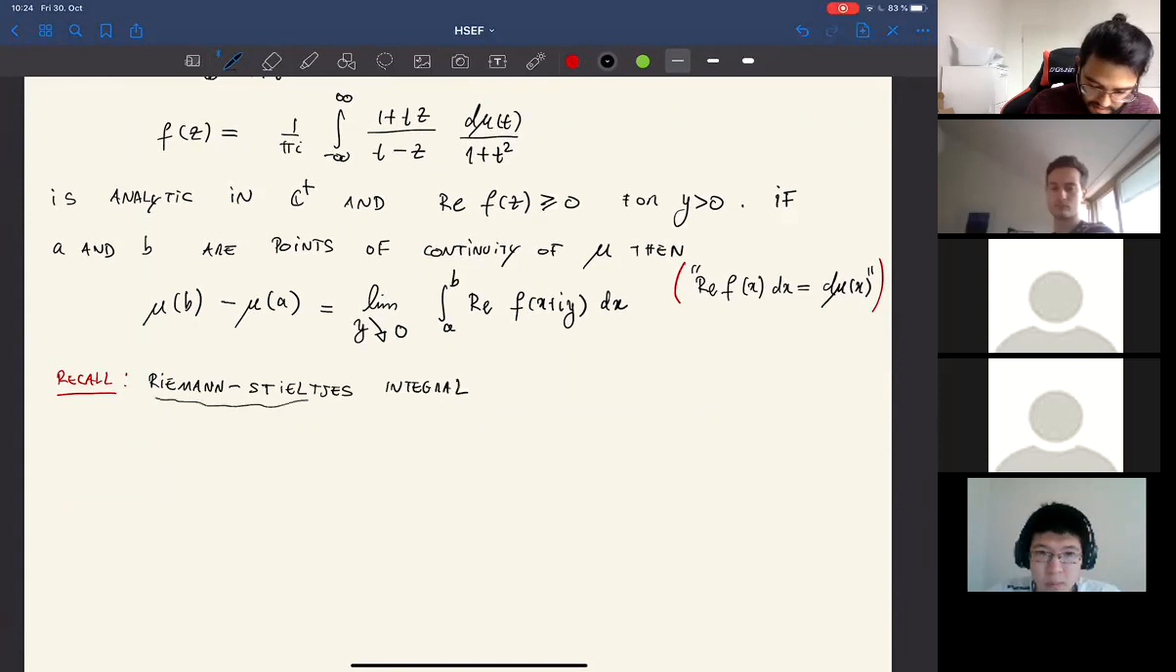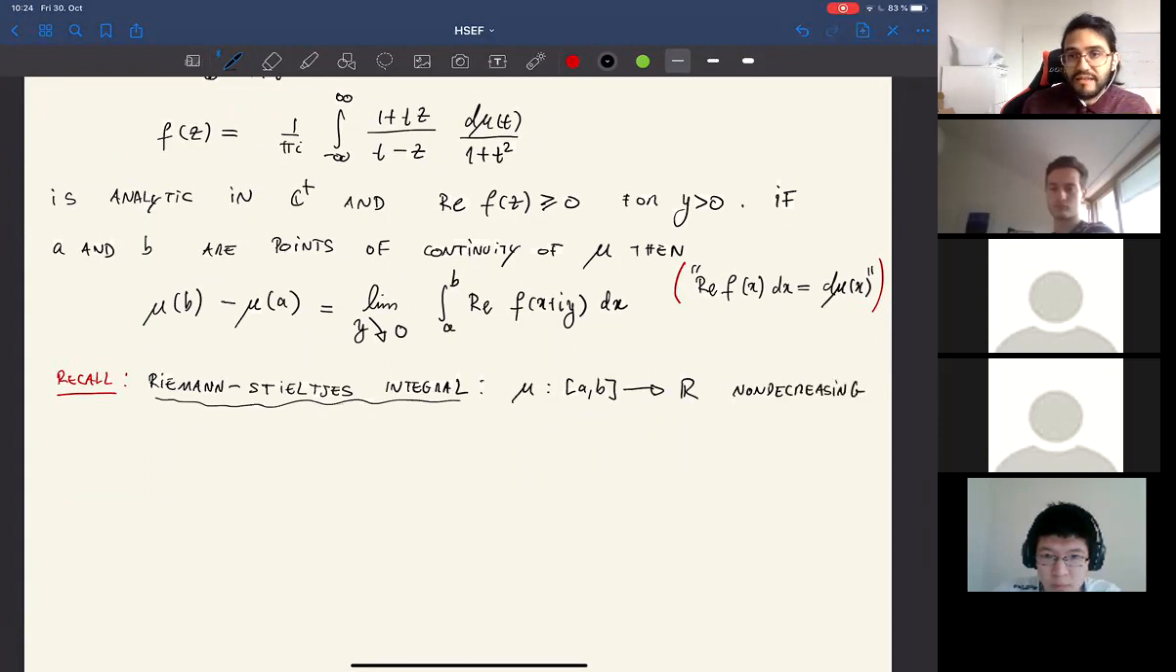So what is that? For those who don't know, whenever I give you some function from an interval [a,b] to the real line, which is non-decreasing, I can use that as a way of measuring intervals. So the length of an interval from a to b is going to be mu(b) minus mu(a). So you put a new length. If you differentiate that length, you get a new measure.